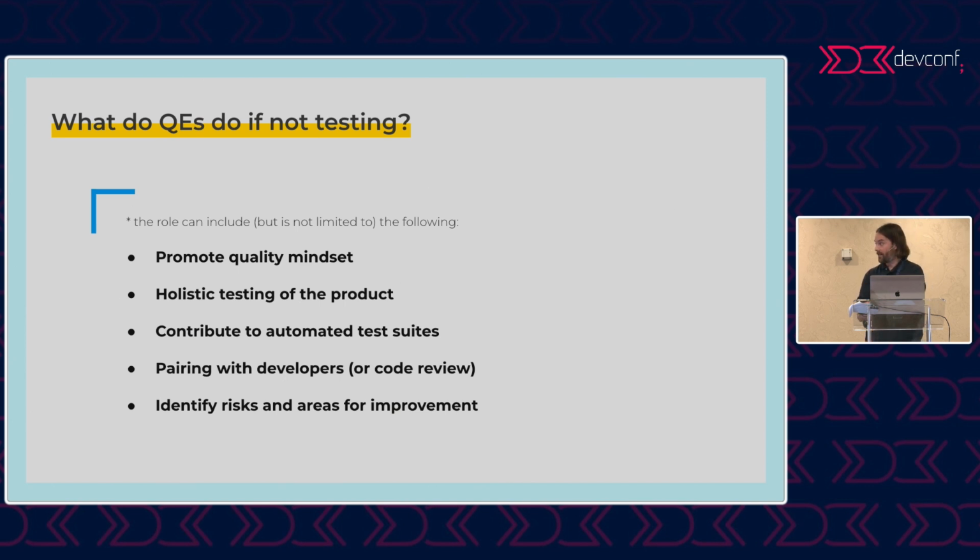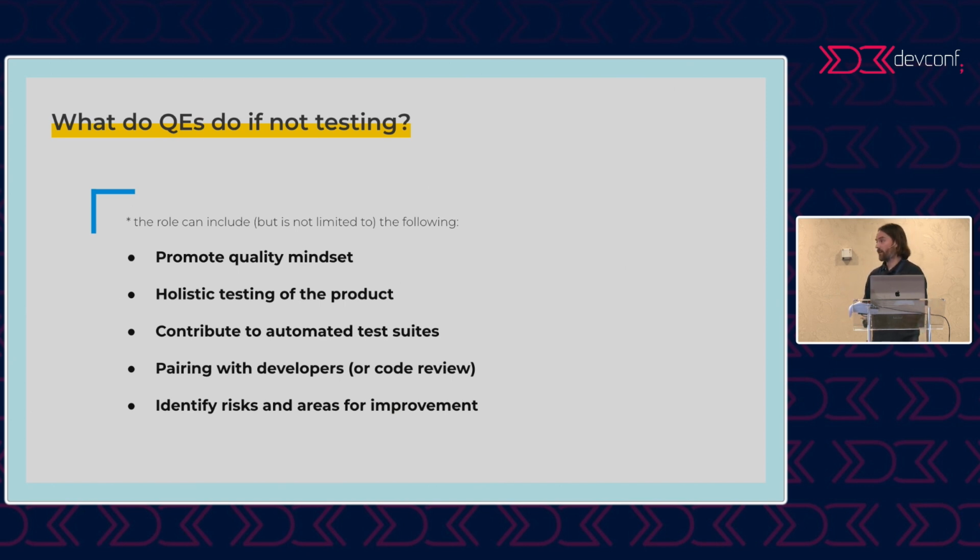So the next question that comes up is, what do quality engineers do if not testing? Now, I'm not going to give an exhaustive list here. There's a lot of things that quality engineers do that provide a lot of value. They have a lot of skills that are often underutilized, and so there is a lot more that they can be doing. Things like promoting a quality mindset within the team. We just spoke about that on the previous slide, helping people to think critically about the product.